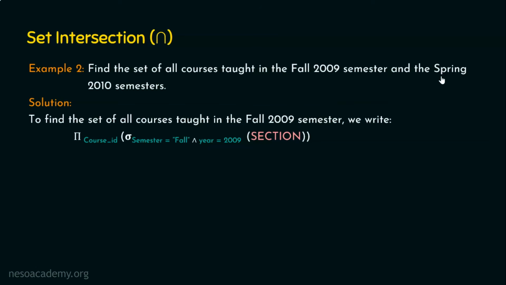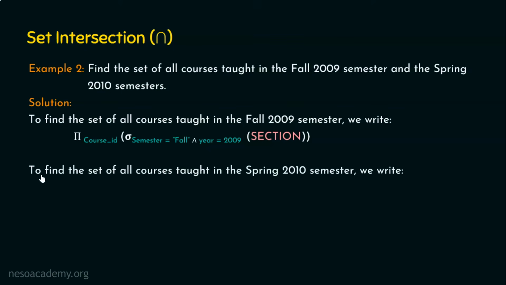And likewise, we need to retrieve the records pertaining to the spring 2010 semester. So now I'm going to find out the set of all courses taught in the spring 2010 semester. And the query is simple. The same select operation where the semester is spring and the year is 2010, which is this, from the section relation. Again, this inner query will give all the tuples belonging to spring 2010 from the section relation, and we want to project only course ID because our intention is to find all the courses. So here I am giving a project for this inner query by projecting only course ID.